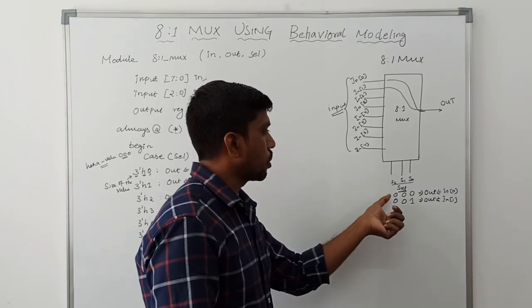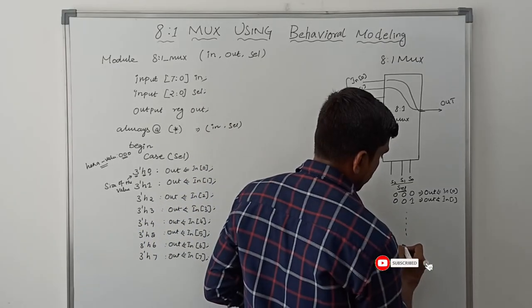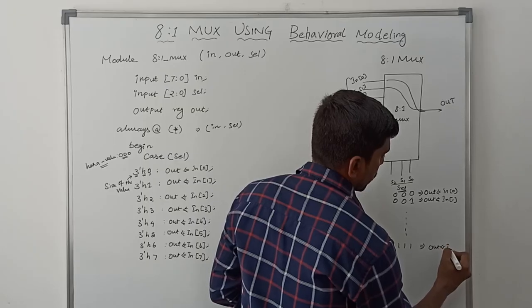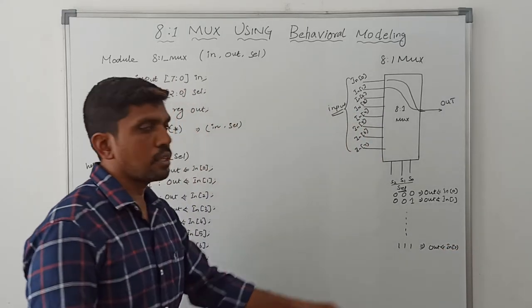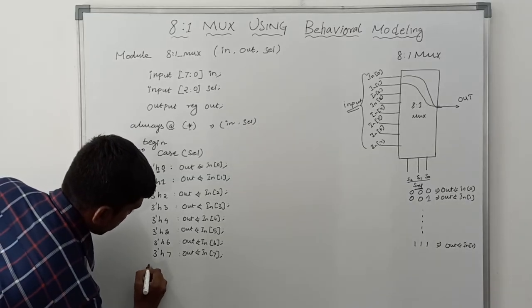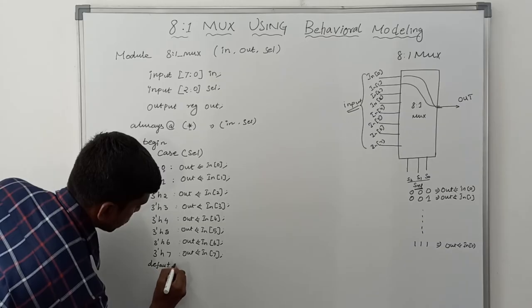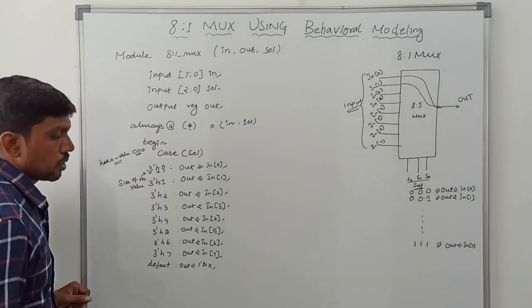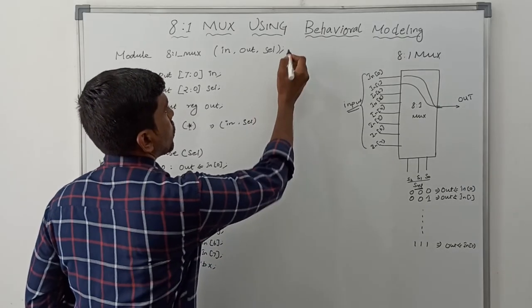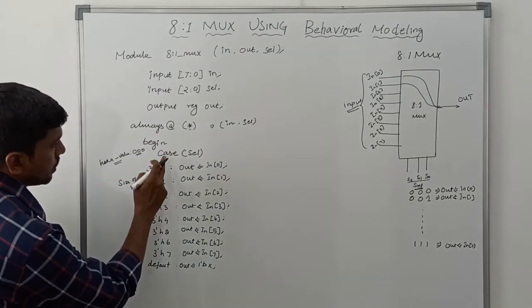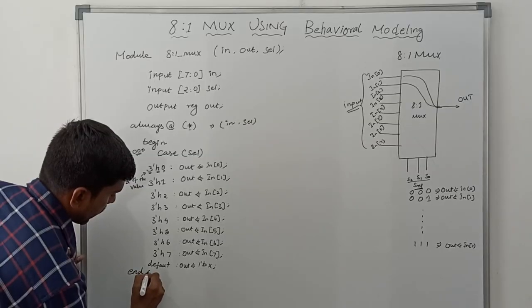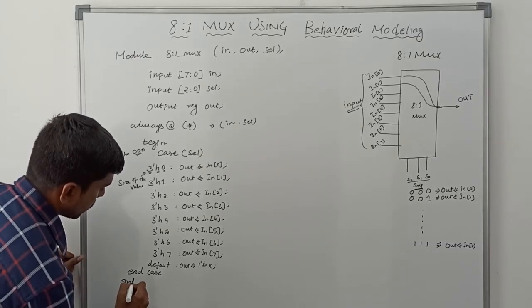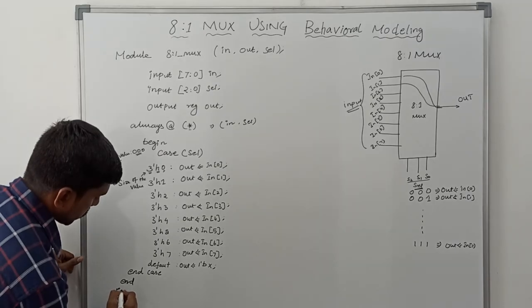So here the selection line goes from 000 to 111. In this last case the output is in of 7. So this is the output value. Next case, default, out 1 tick B X. It's a don't care value. Here also put one semicolon. Then end the case statement. Then finish the begin with end. Finally close the module with endmodule.